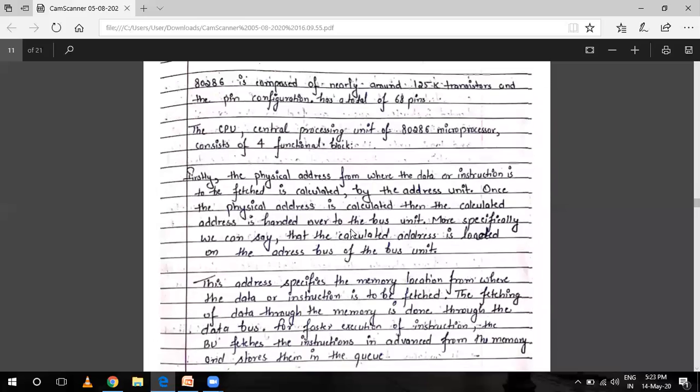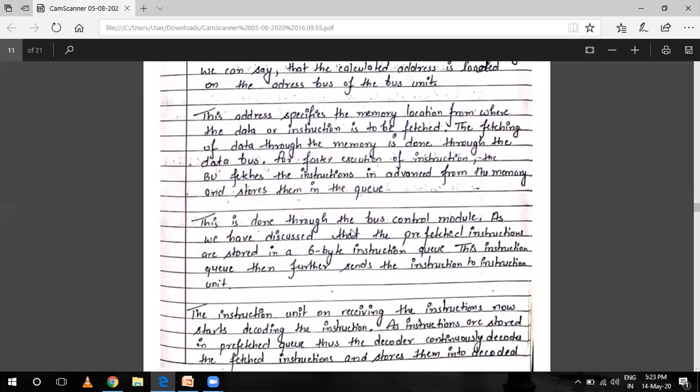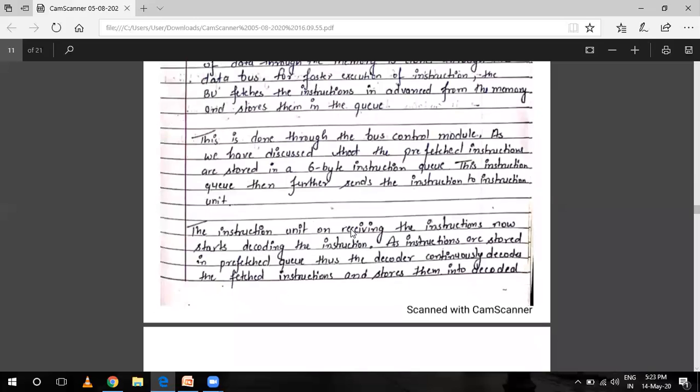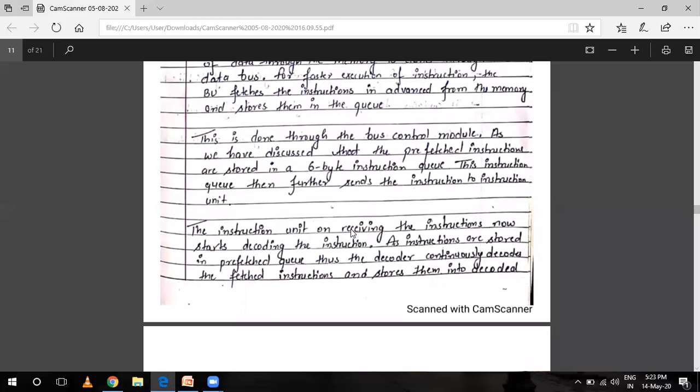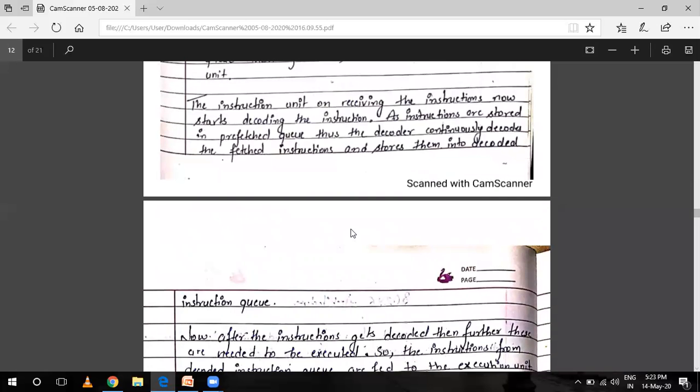This is all the working, how the physical address is calculated, then what happened, the working of this after receiving the instructions from the instruction unit, decoding, then prefetch, then decoder continues decode.